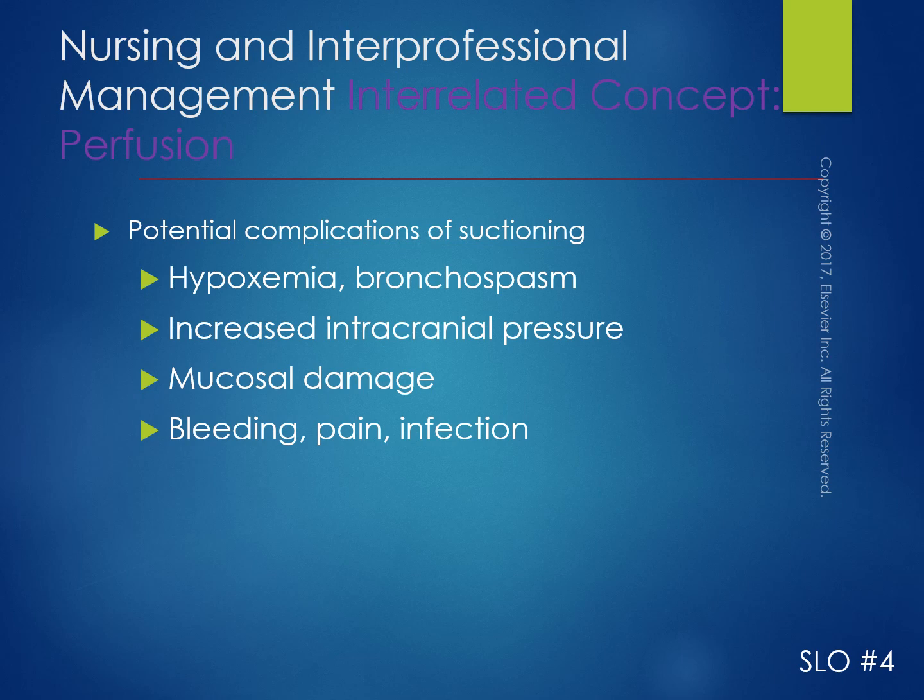When suctioning the patient, we want to use less than 120 millimeters of mercury. We want to make sure we're hyperoxygenating before and after, and we want to limit each pass to 10 seconds using that intermittent thumb control.